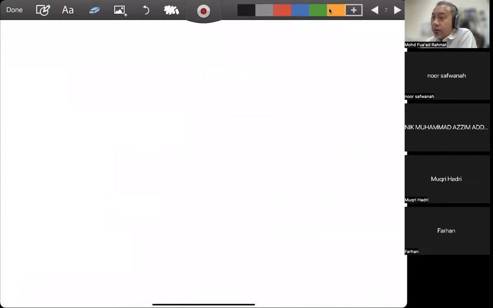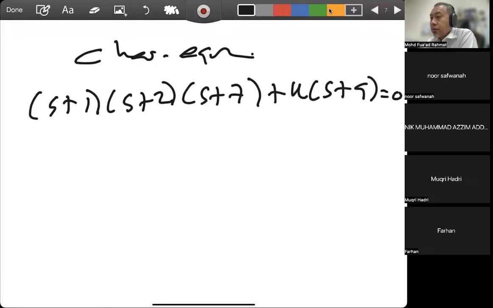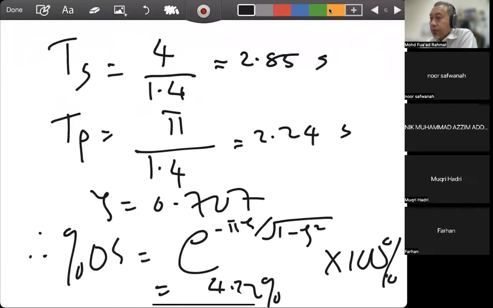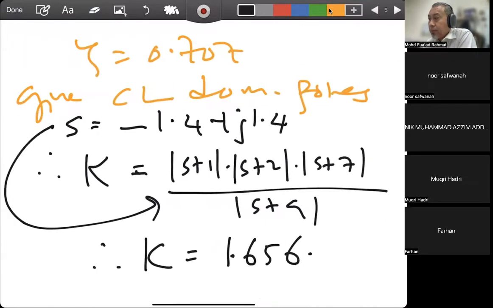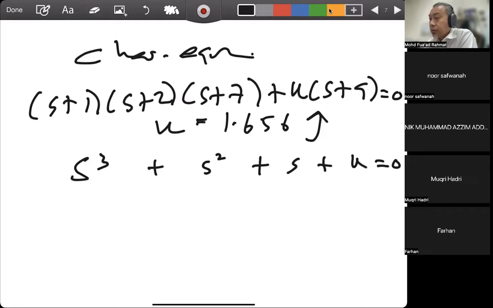So you just calculate the characteristic equation, which is S plus 1, S plus 2, S plus 7, S plus 9 equal to 0. So K is equal to 1.656. So you insert inside, and then you will find S cubic plus S squared plus S plus the K value equal to 0. And then you find the roots and check the third pole.